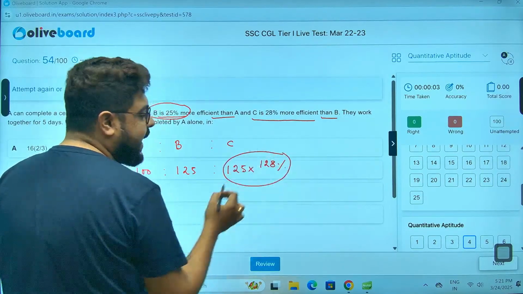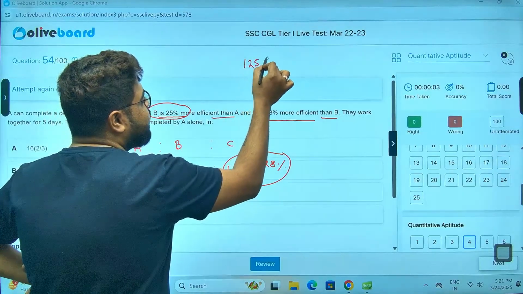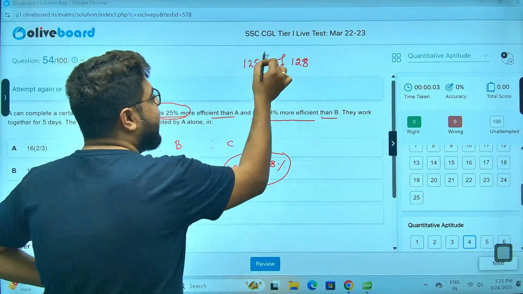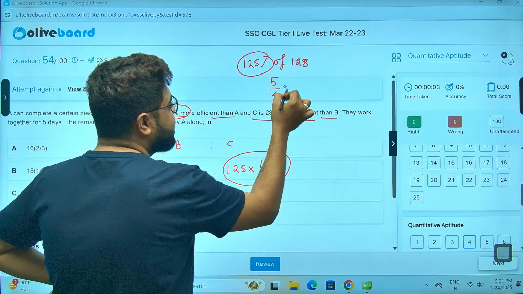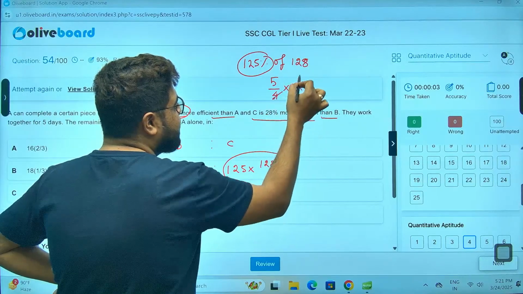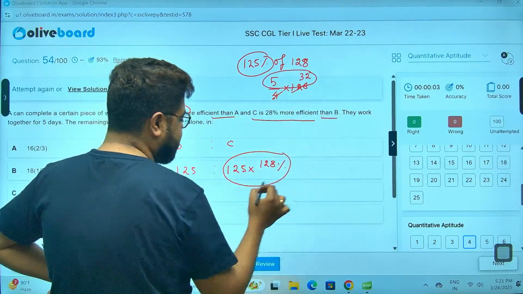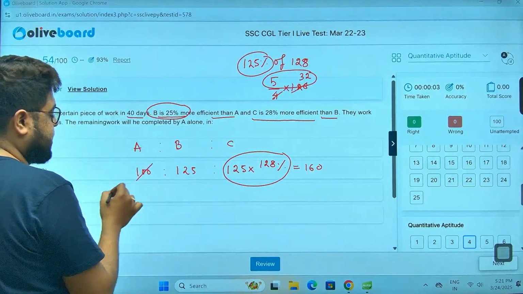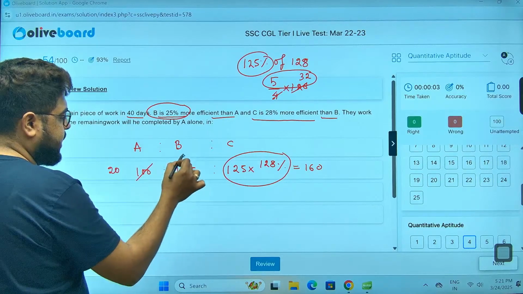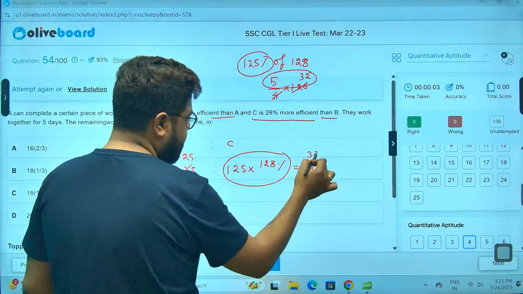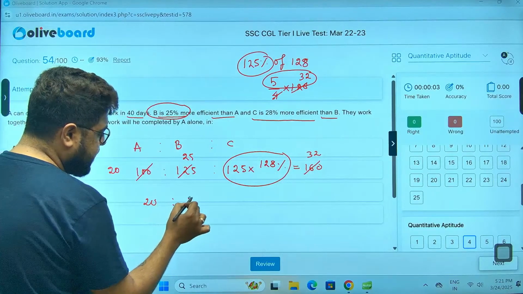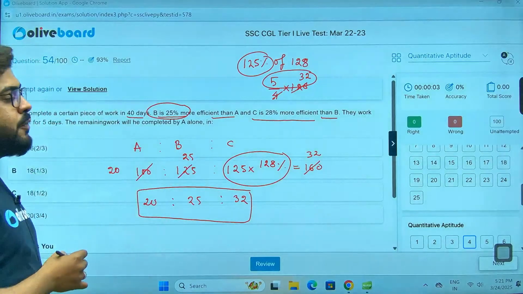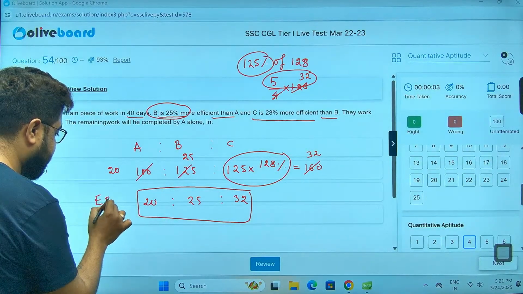So can I simply calculate this as 125% of 128? Because we know A percent of B is equal to B percent of A. This is 5 by 4 times 128, which is 160. So the ratio is this: 5 times 4 is 20, 5 times 5 is 25, 5 times 6 is 30. So this is your ratio, 20 to 25 to 30. That is your efficiency ratio.